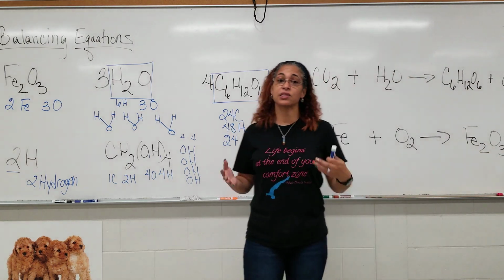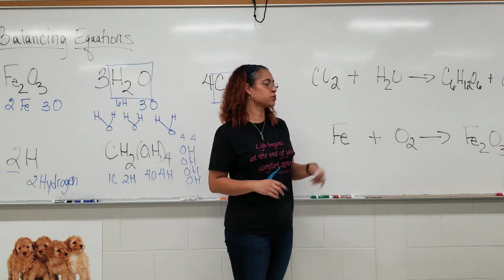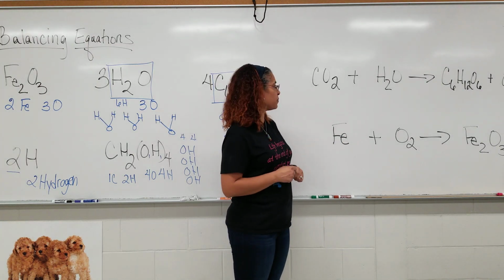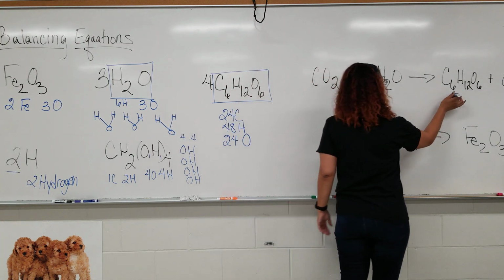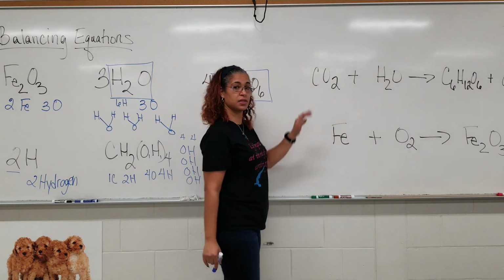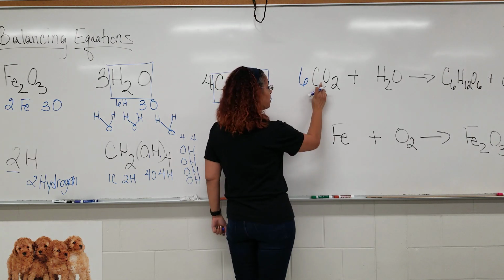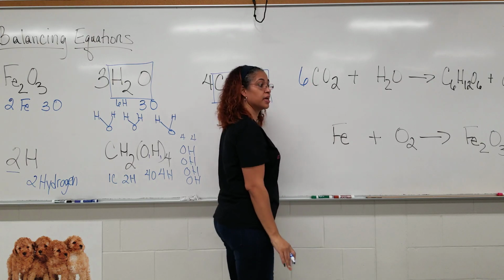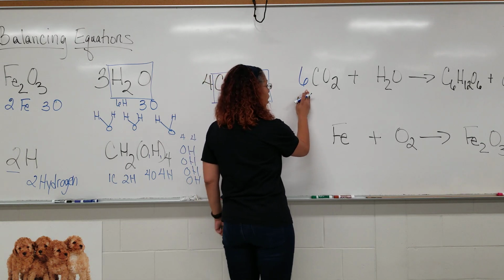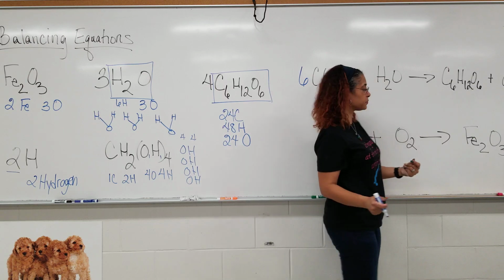Well, let's start with the easy one, okay? The only element that appears once on this side of the equation is carbon. So let's start with carbon. In the product, I have 6. So how do I get 6 carbons here? Well, the easiest way is to add a 6. Why? There is no subscript here, so it is assumed to be 1. So 6 times 1 is 6. So this carbon is now balanced with this carbon here, but we're nowhere near done.